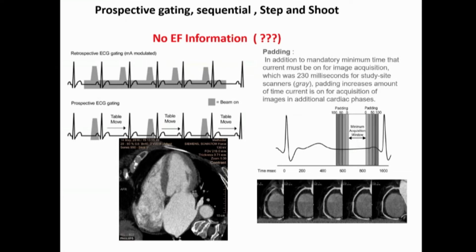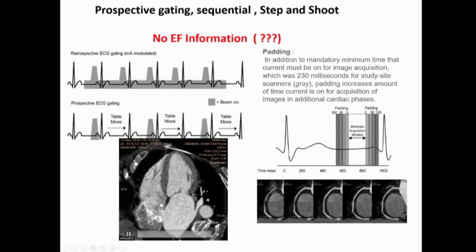Before, we thought about sequential scan, prospective gating. Before, we saw that we only image one single phase of the cardiac cycle, so EF cannot be obtained. But if you think about it, if you open the window, we call it padding, you can open it as much as you can, from end systole to end diastole, or from beginning of systole to the end of systole. So technically, you can also get ejection fraction.